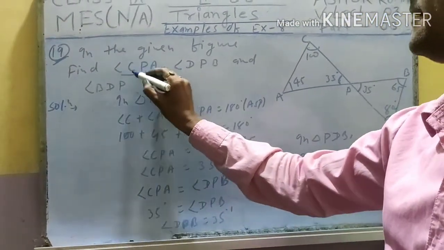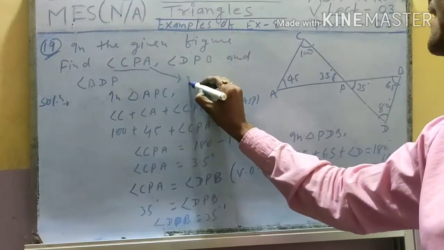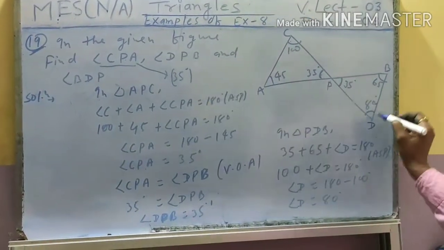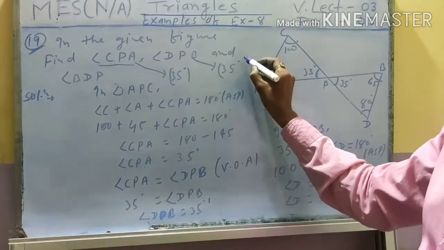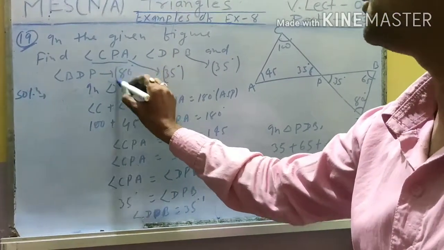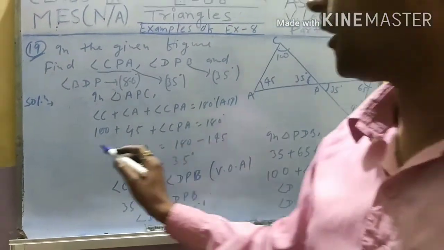So this angle CPA is 35 degrees. DPB, this angle is also 35 degrees. And BDP, this angle is 80 degrees. So this is your final answer. I hope student you will understand all questions.